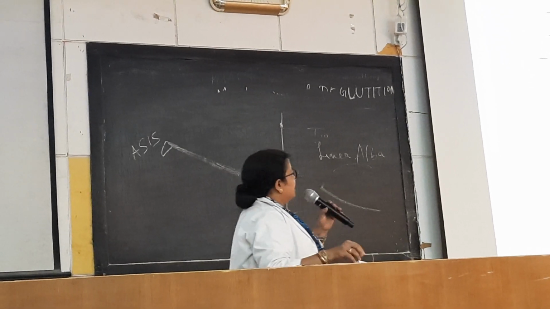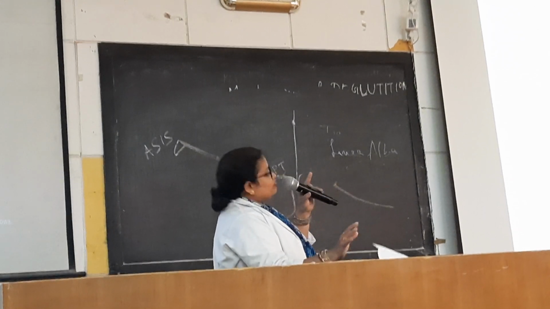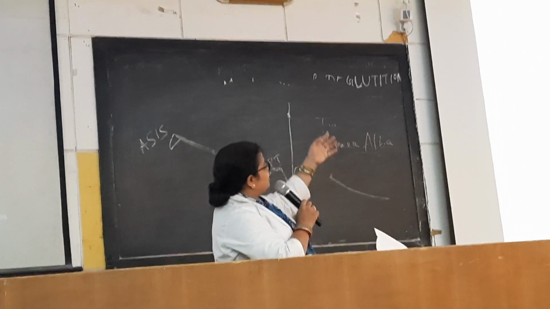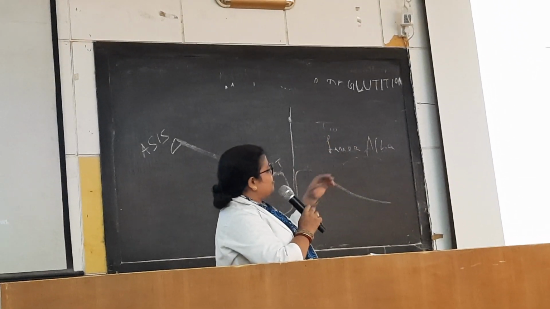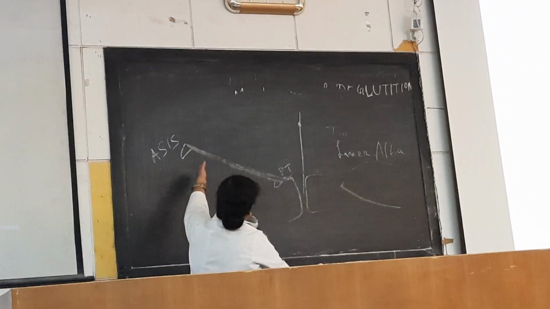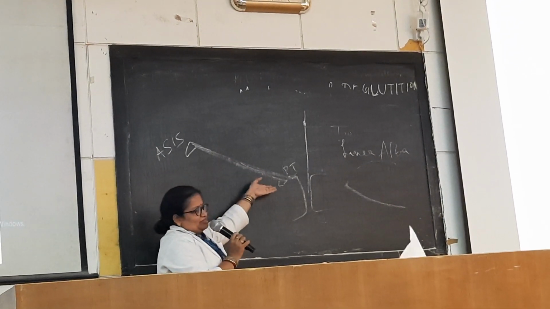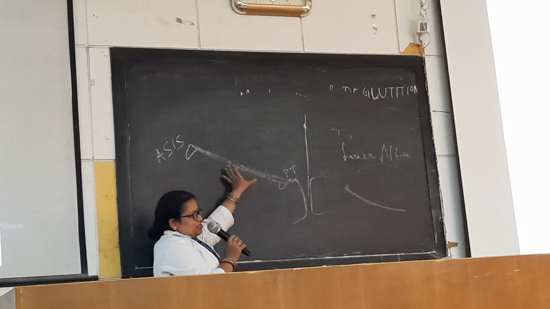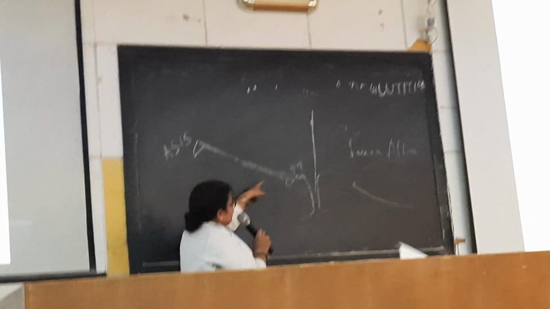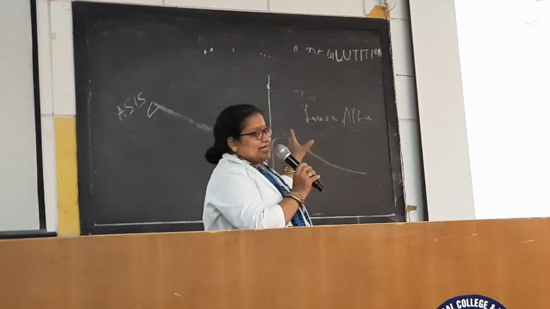pubic tubercle. And you see, what is the inguinal canal then? It is an oblique musculoaponeurotic passage whose length is 4 centimeters. Along this, I told you, it is a grooved area, so it forms a canal-like structure. So only 4 centimeters. But the length of the inguinal ligament is more.